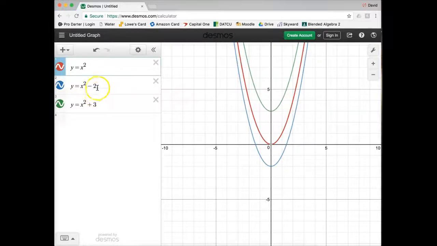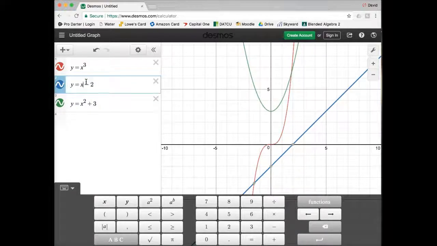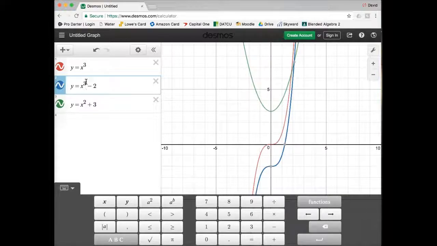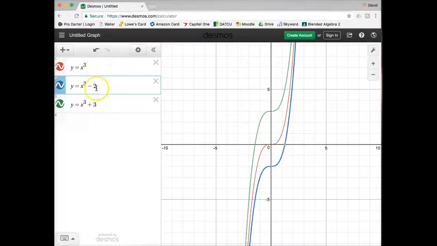Anyways, minus 2 makes it move down 2. Plus 3 would have made it move up 3, again, from the parent function. This works for any parent function as well. Say we're looking at our cubic function, so I change all these to cubes. Again, same sort of deal. Plus 3 still moves it up 3, so notice our green is up 3. Our blue is down 2. We had a minus 2.